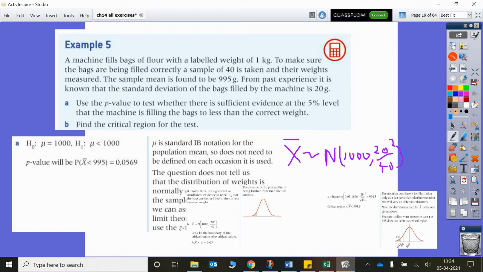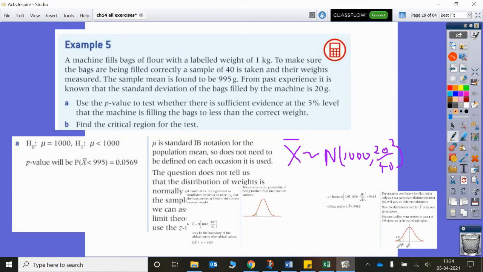Okay, so how are we going to work this one out? We need a p-value for this, and we need to check whether the p-value is less than 5% or not. If it's less than 5%, then we will accept the alternative hypothesis. Well, how are we going to do that?